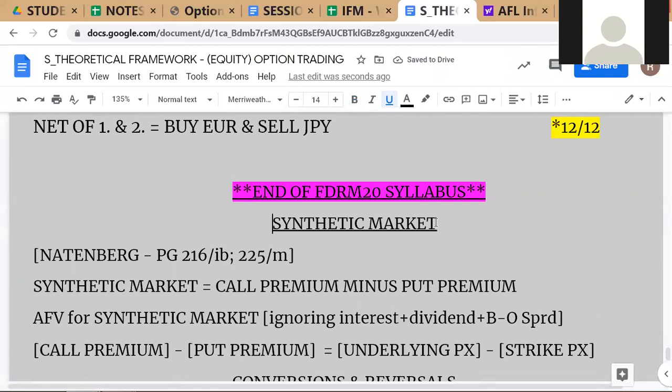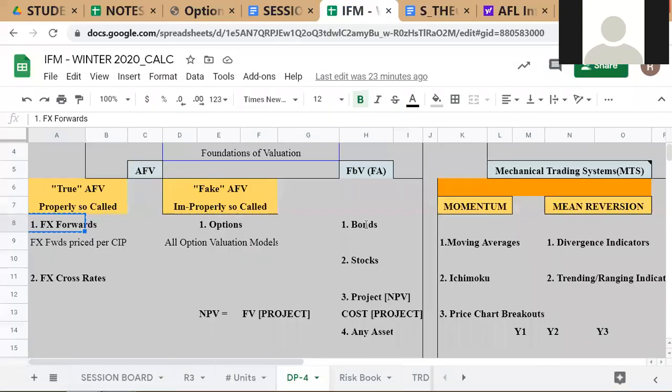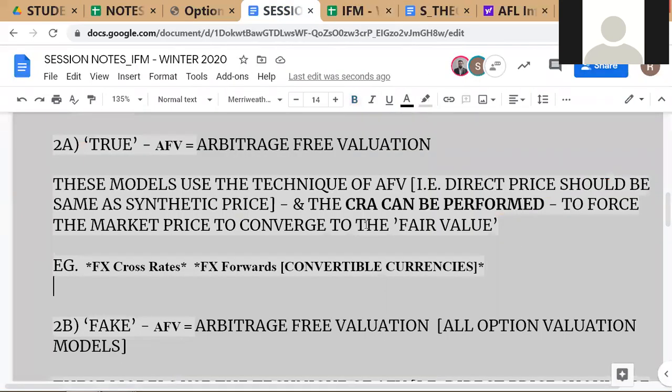Sir, I have a question. Yeah. Sir, isn't the Japanese yuan, in terms of compared to dollars, less than the Indian rupees? So why is the Indian rupee not considered truly convertible, whereas the Japanese yuan is?